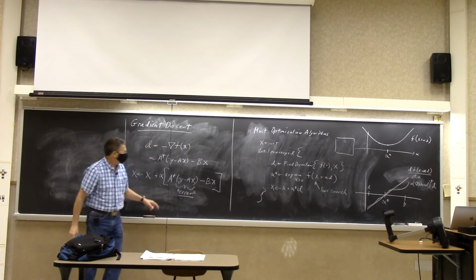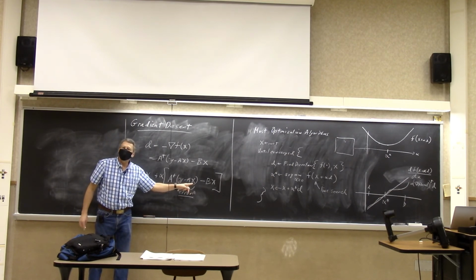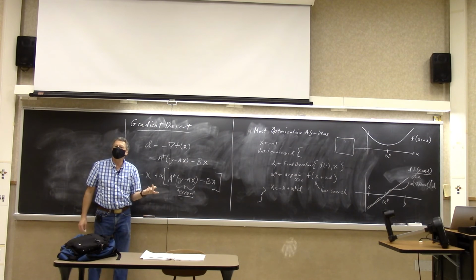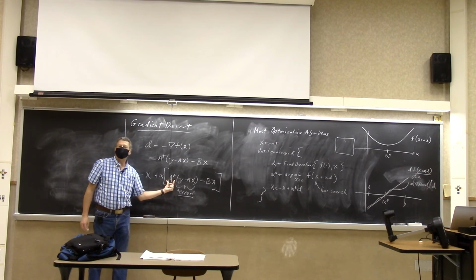It's not really the error, but what it is the difference. Y is what you did measure. AX is what you should have measured if X is the solution. So the difference here is the error, the difference between what you did measure and what you think you should have measured. So you take that, and this A transpose is what I like to call back propagation.